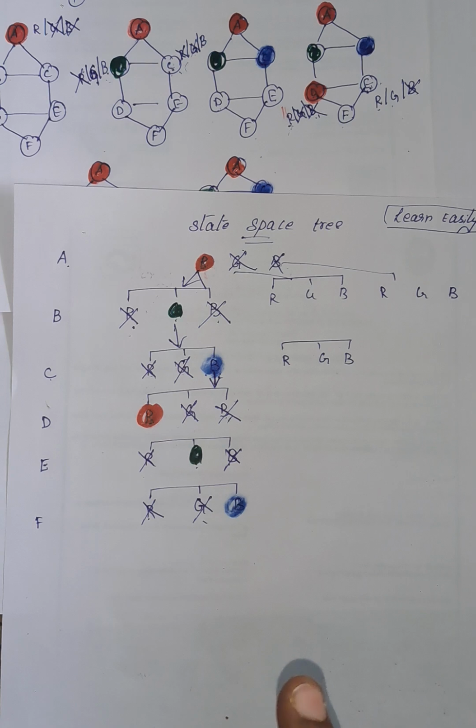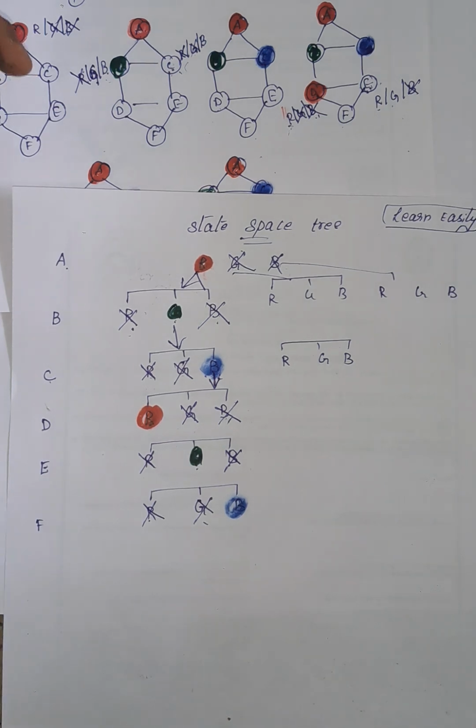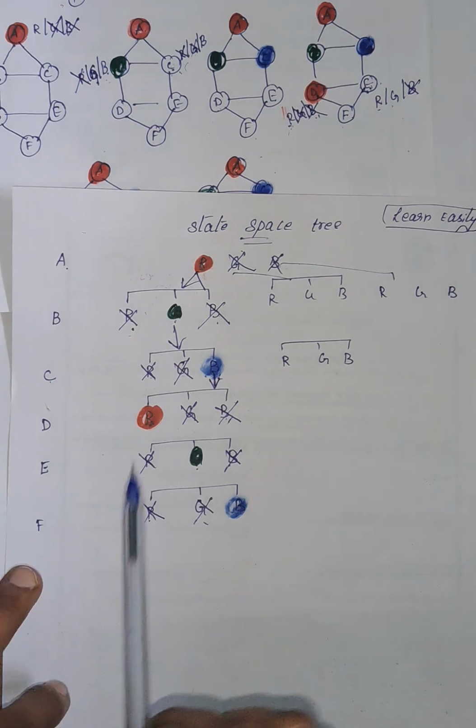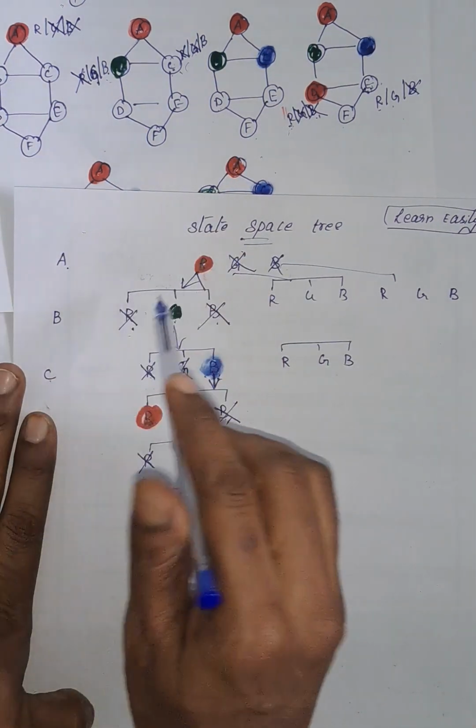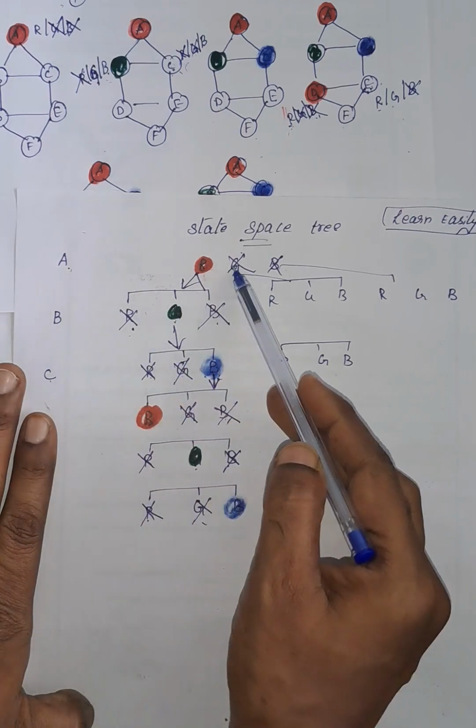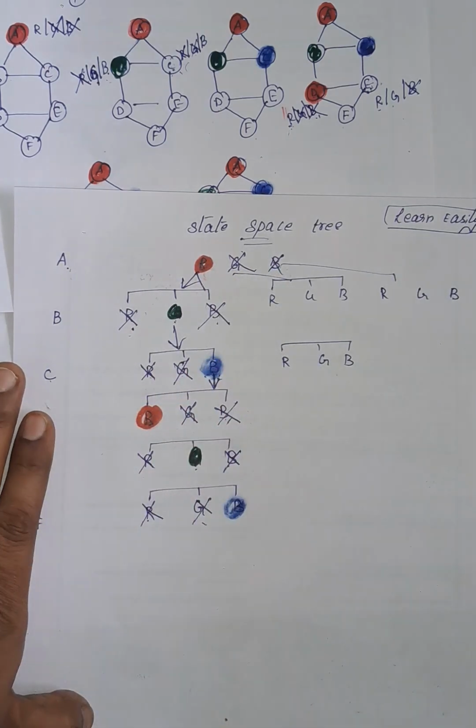This is the state space tree. Above we have seen the graph and we have assigned the colors. The same thing we have given here, but in the tree structure. In this case I have chosen red and seen this possibility. We can assign green for A or blue. It's up to our wish.